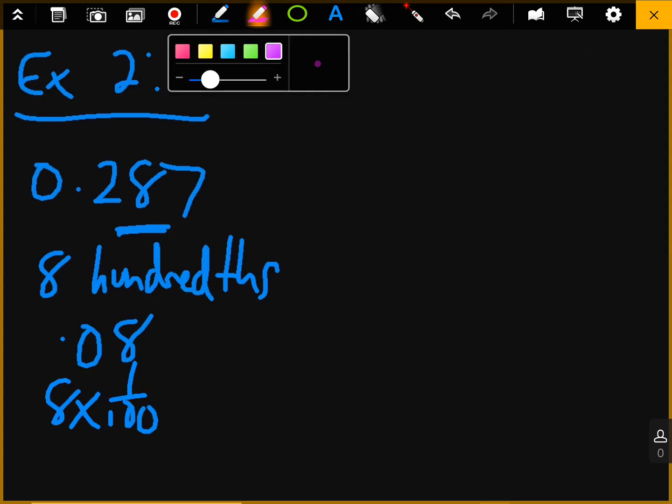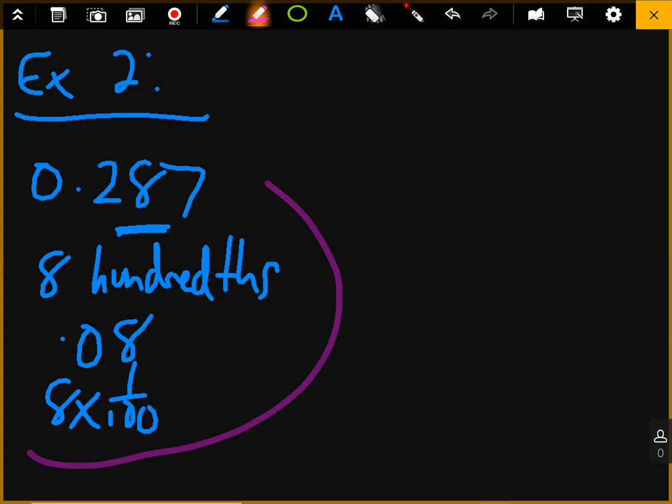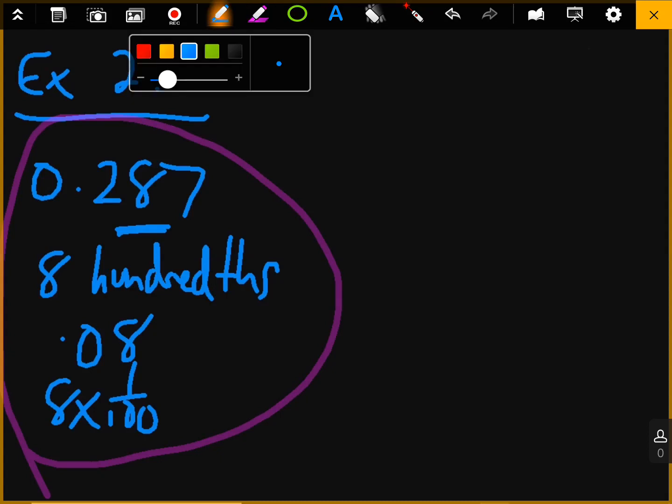Okay? For the activity today, or for the activity in class, I'm going to want you to write all three forms. Okay? Let's do a couple more. This is still example 2. Okay?